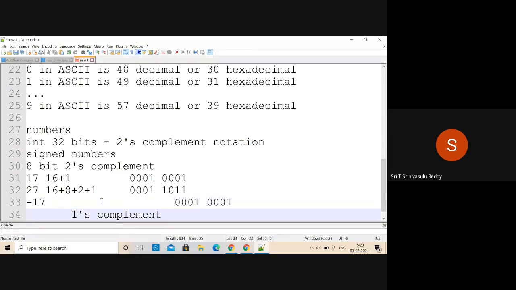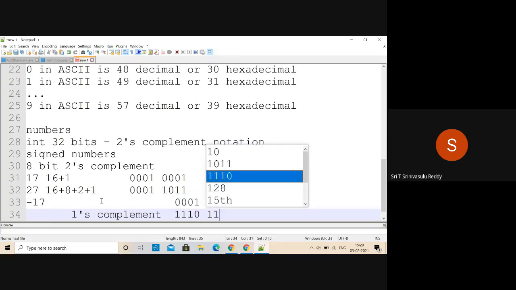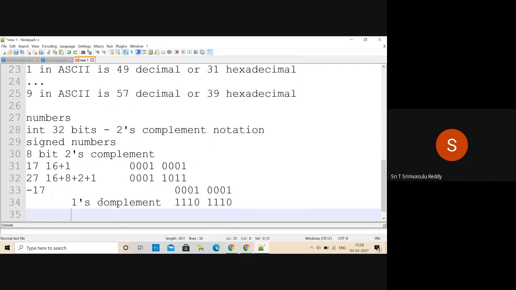One's complement of any binary number is nothing but making every 0 become 1, and every 1 become 0. So the 1's complement of the above is nothing but 1, 1, 1, 0, 1, 1, 1, 0. This is the one's complement notation, right? So what is two's complement then?